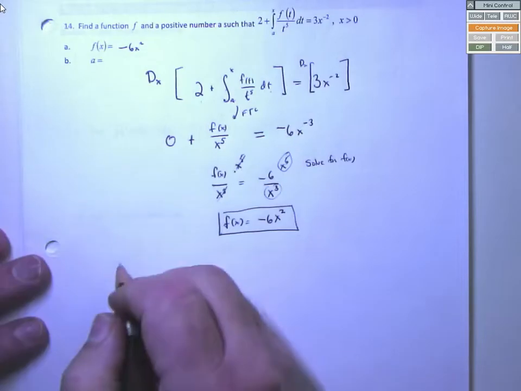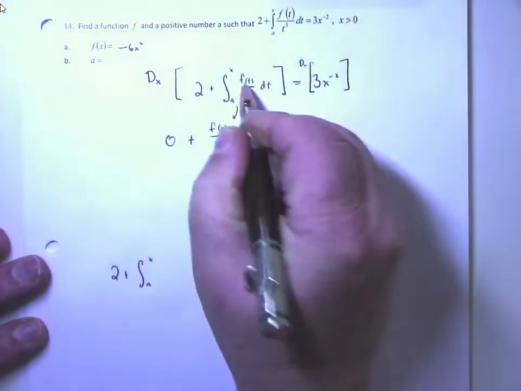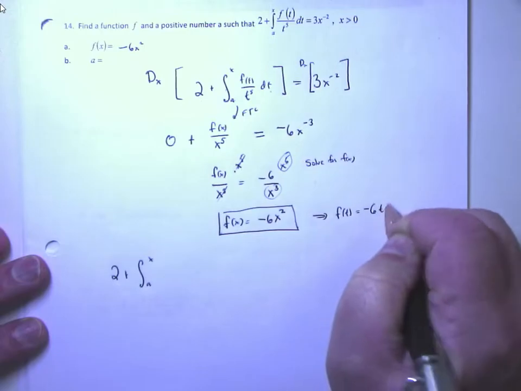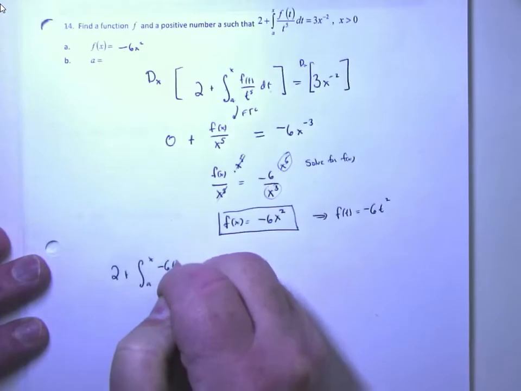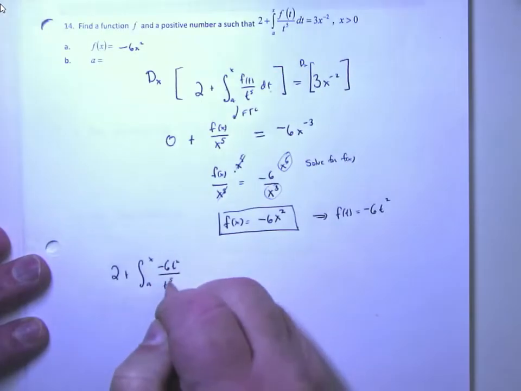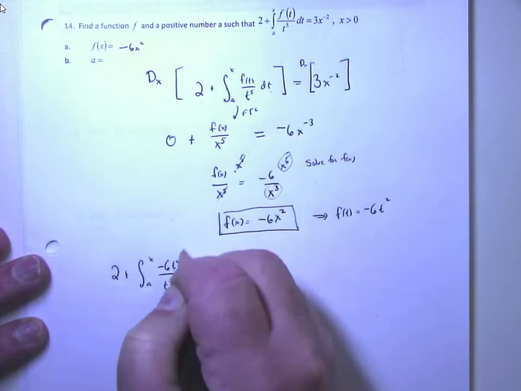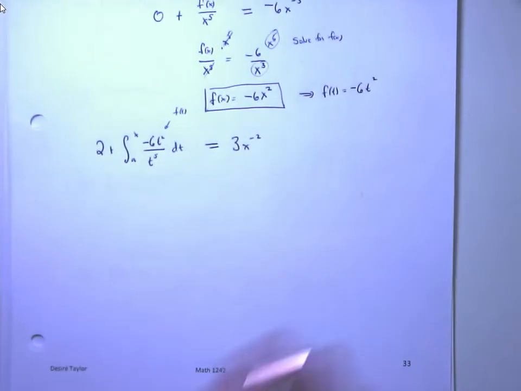So I'll go back to my problem, which is 2 plus the integral from a to x of f of t. Now, if f of x is equal to negative 6x squared, f of t would be equal to negative 6t squared. So I'm going to replace f of t with negative 6t squared divided by t to the fifth dt, and that's going to be equal to 3x to the negative 2. I just replaced that f of t. Slide this thing up so you guys can see it a little better.